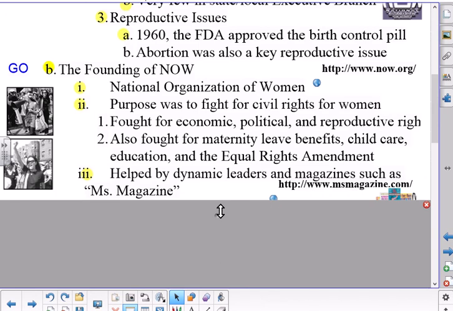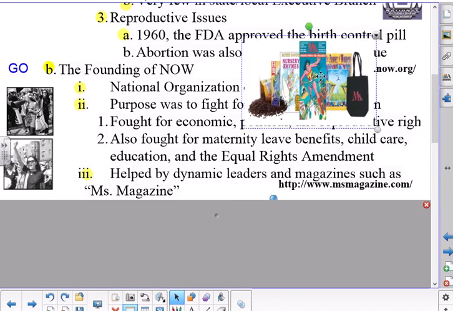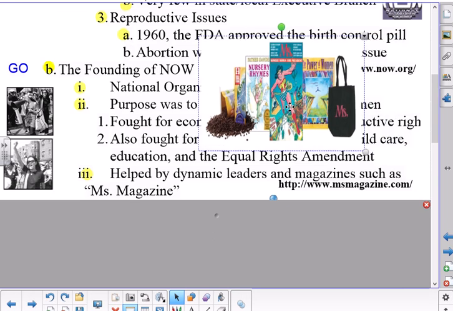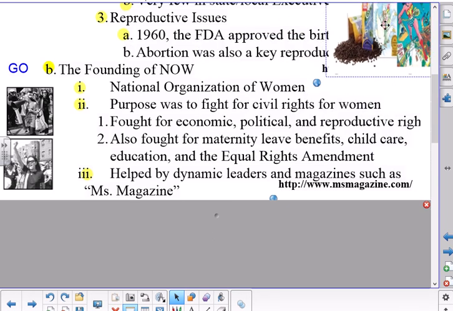And they were helped by dynamic leaders, Gloria Steinem, Betty Friedan, and then magazines like Ms. Magazine. Ms. Magazine is also still out there. Little point of trivia, the very first copy of Ms. Magazine had Wonder Woman on the cover. Kind of makes sense, doesn't it? Celebrating the idea of a strong, powerful woman.